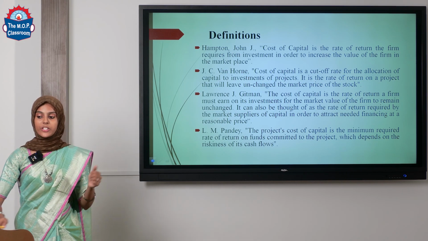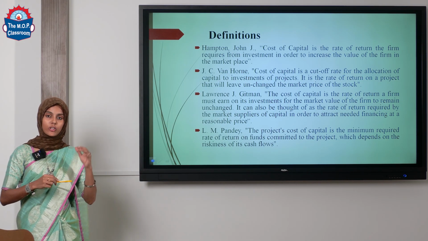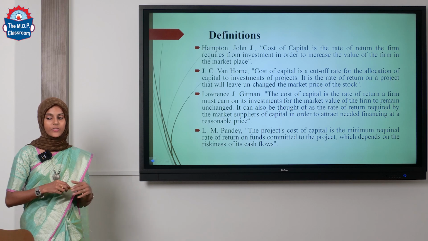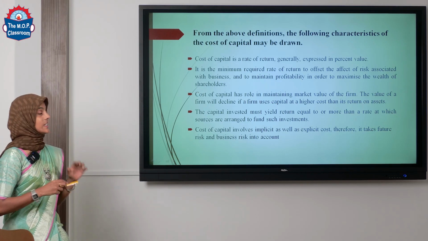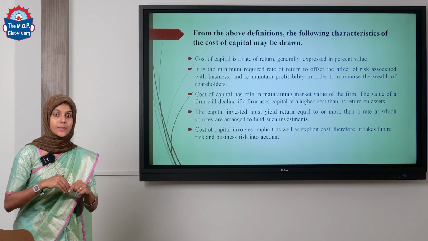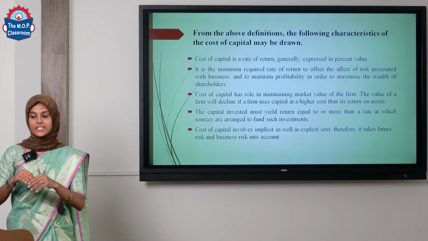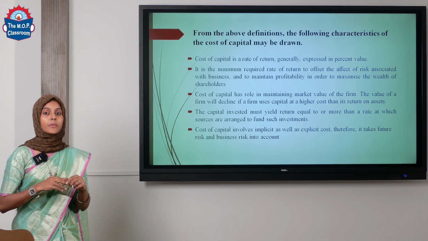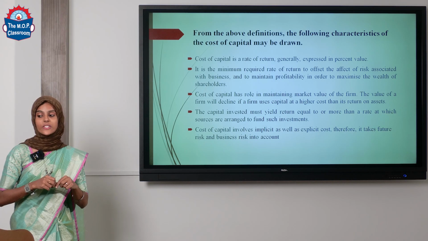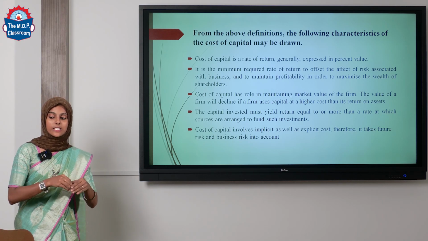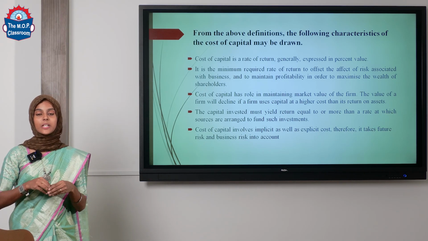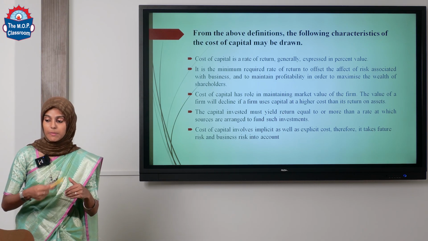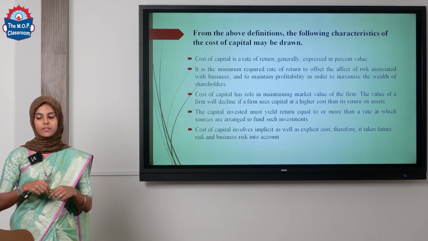And then from the above definitions, we can draw up the following characteristics of the cost of capital. Cost of capital is a rate of return which is generally expressed in terms of percentage value, and it is a minimum required rate of return to offset the effect of risk associated with business and to maintain profitability in order to maximize the wealth of the shareholders.